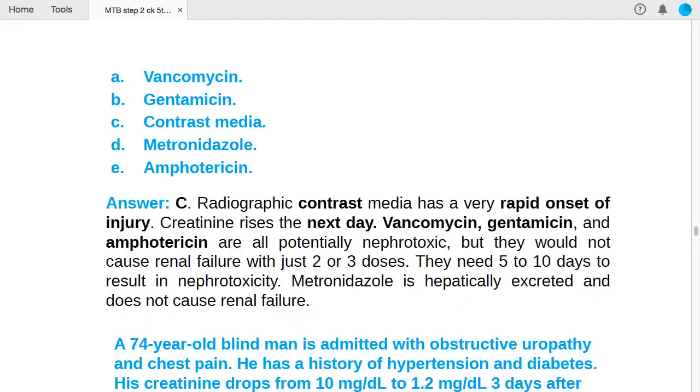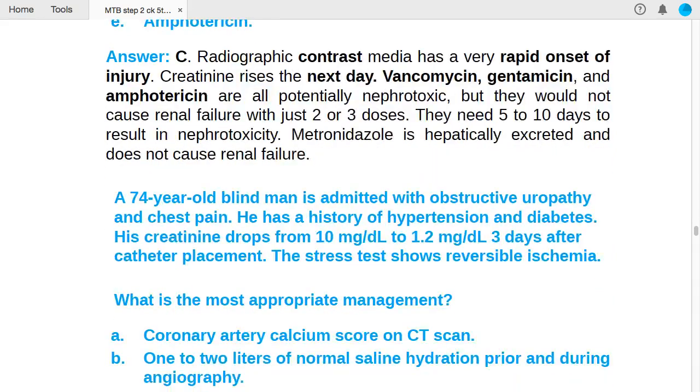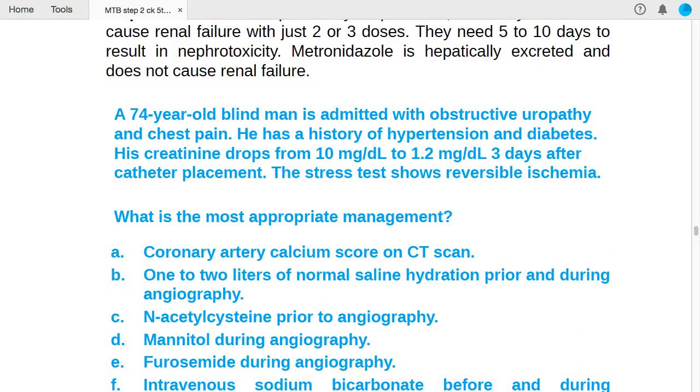Now, a 74-year-old blind man is admitted with obstructive uropathy and chest pain. He has a history of hypertension and diabetes. His creatinine drops from 10 to 1.2, 3 days after catheter placement. So before that it was 10, and after placing the catheter it dropped. The stress test shows reversible ischemia. Now, which is the most appropriate management? Still, he has reversible ischemia, he is a case of obstructive uropathy, he's having chest pain, and he's a known case of hypertension and diabetes. And after placing the catheter, his creatinine drops from 10 to 1.2. Now, what is the most appropriate management?